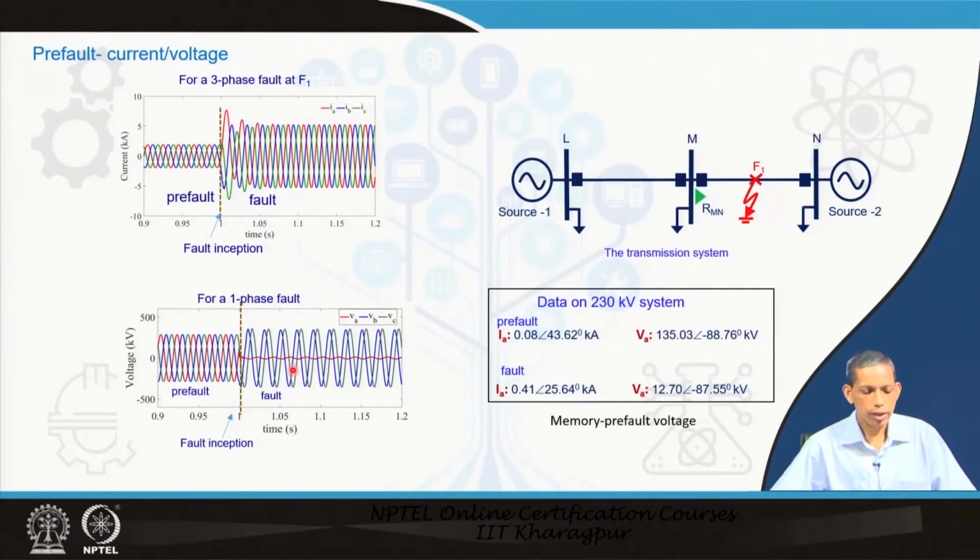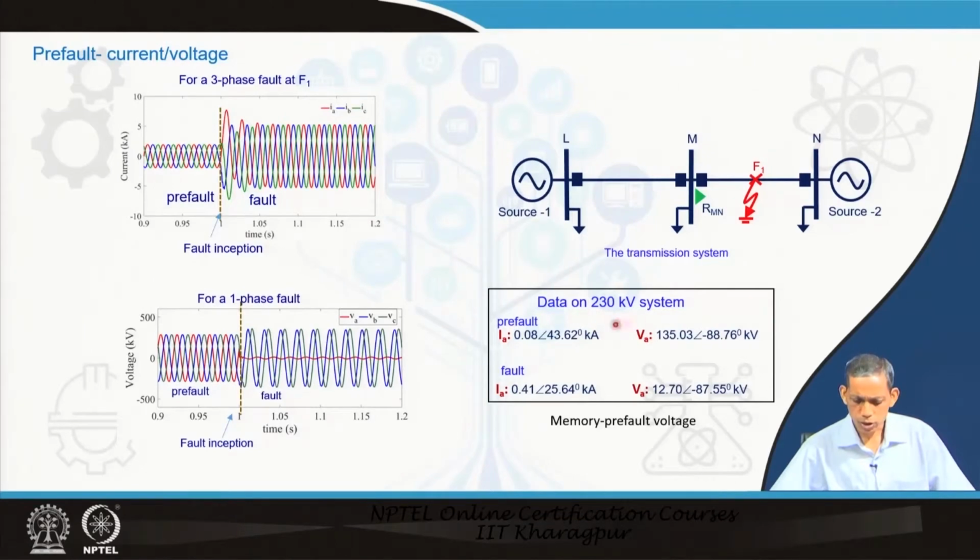So, in case of superposition, both fault and pre-fault data are used. In case of memory polarization, you can say that the pre-fault voltage data is substituted for the corresponding during-fault data.